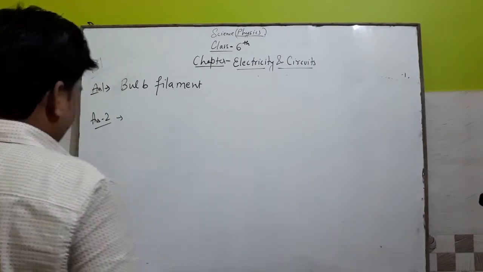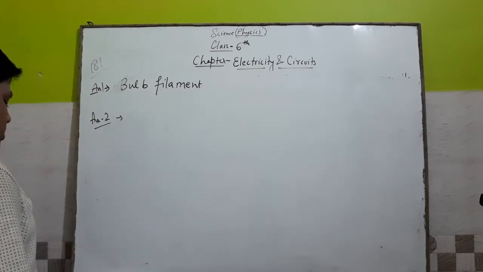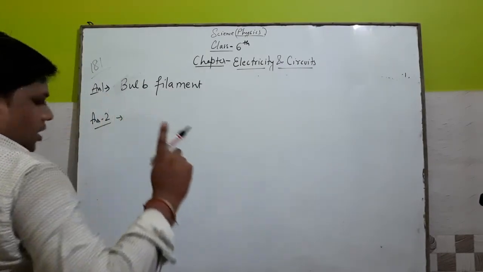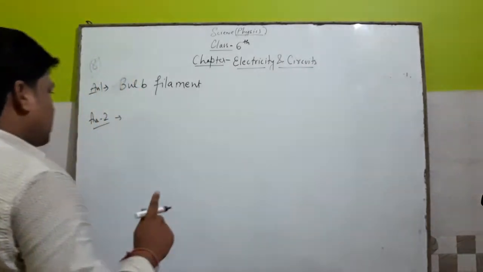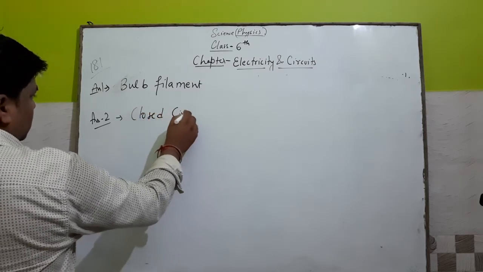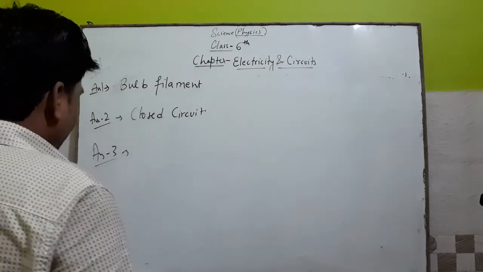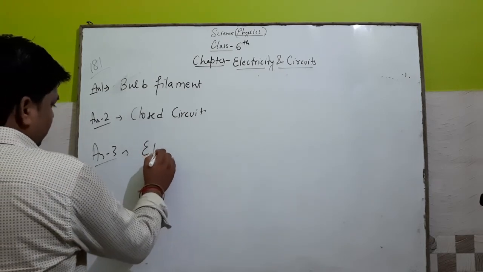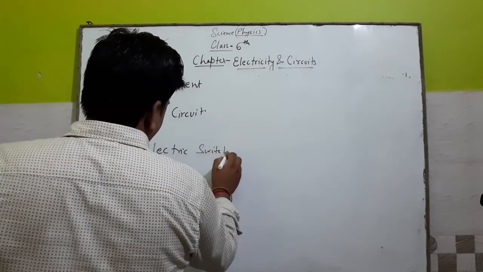Second question: what is the circuit in which electricity flows called? If electricity flows in the circuit, it means the circuit is closed, meaning the circuit is on. Closed circuit. Third: what is the device that makes or breaks the circuit? Electric switch.